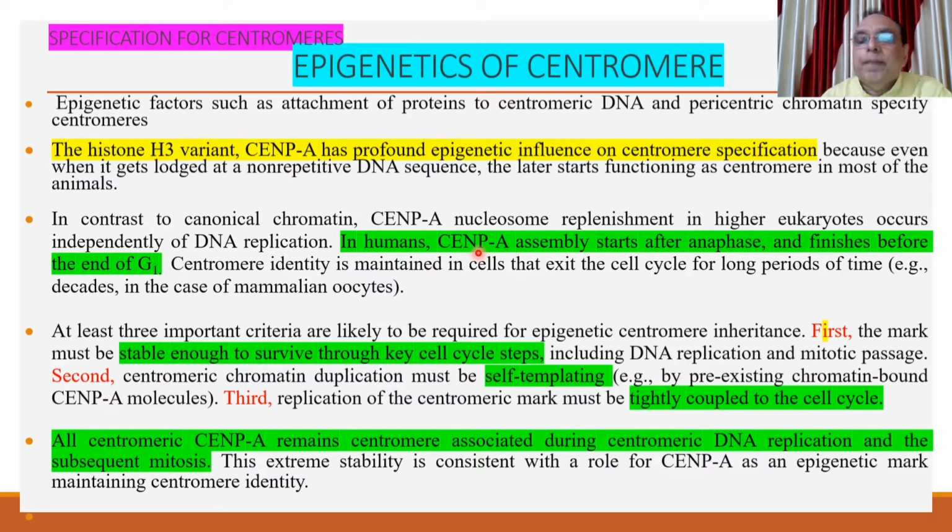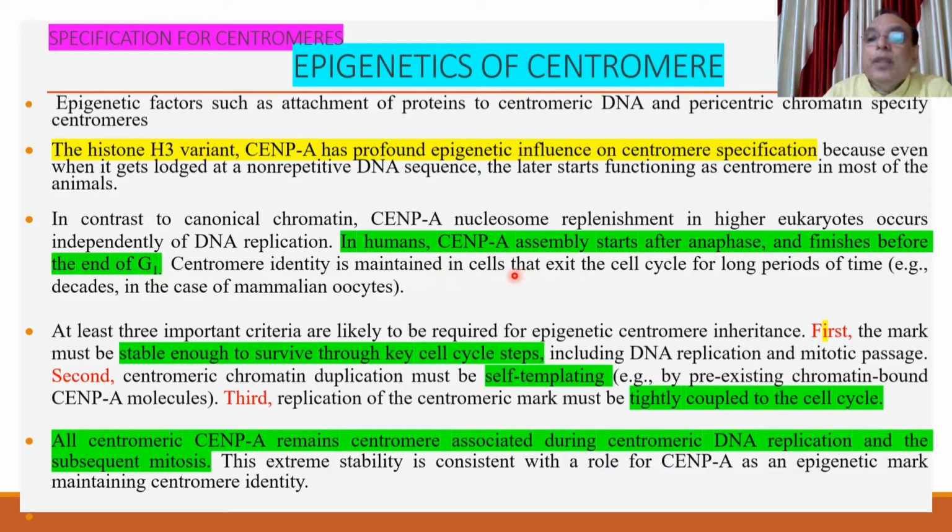It has also been seen that CENPA acts as a template for the synthesis of the CENPA in the daughter cells. So we see here that human CENPA assembly starts after anaphase and finishes before the end of the G1 phase. So in between the anaphase and G1 phase, its synthesis is completed. So it is very much present in this daughter cell even before that daughter cell enters into the synthetic phase of the cell cycle. So centromere identity is maintained in cells that exist.